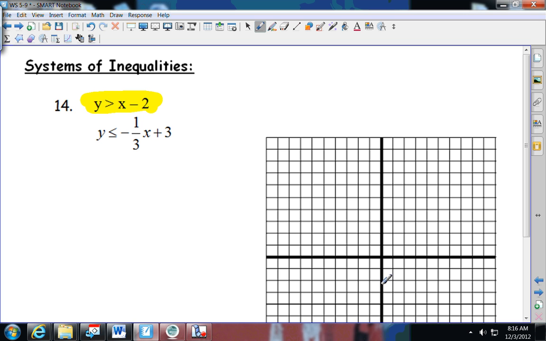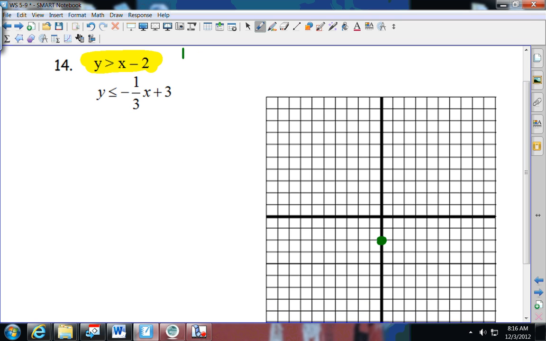I'm going to start and I'm going to graph -2. And the slope is 1, telling me to go up 1 to the right 1. Up one to the right one. As I continue on. And then down one to the left one. Okay. Should this be a solid or a dashed line? It should be dashed. So I'm going to go and I'm going to draw my dashed line.